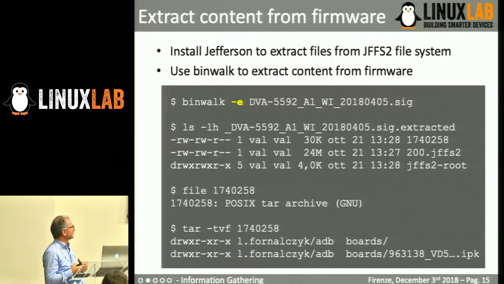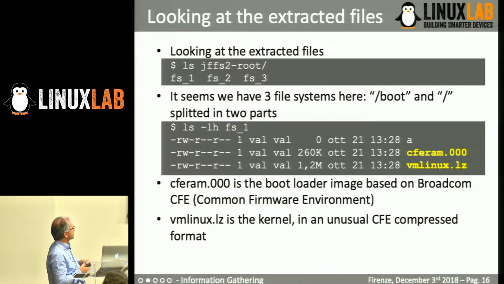In this case, it extracted the gzipped compressed data, the boot and root file system images, and was also able to extract the file system image into a folder. The first file is a tar archive that contains some packages for different types of boards. In the extracted file system, it seems that we have three file systems, but in reality we have only two. This was related to a small problem with the extraction program. But we are able to see that on the boot file system, we have the bootloader, which is CFE, Common Firmware Environment, a bootloader made by Broadcom and given to its customers, and also the kernel. The kernel is in an unusual format, compressed, but in a format that is used by CFE to load it and decompress it into memory.